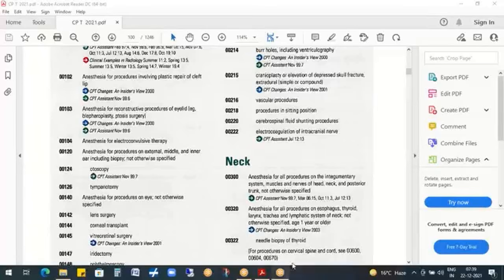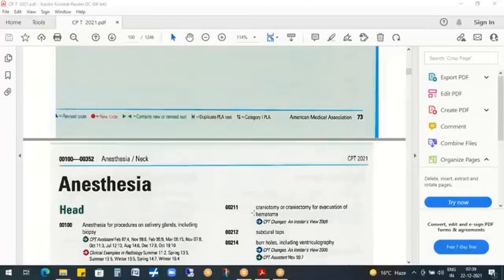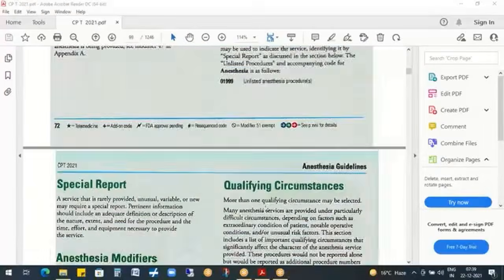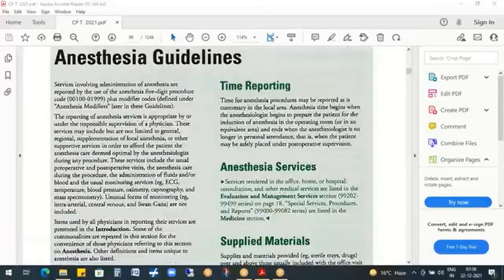Now make heading: anesthesia rules. What are the rules we are going to discuss? First one. What is meant by anesthesia?